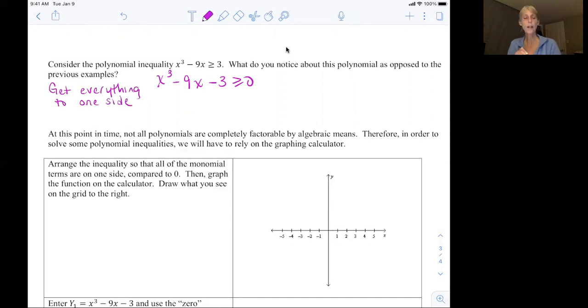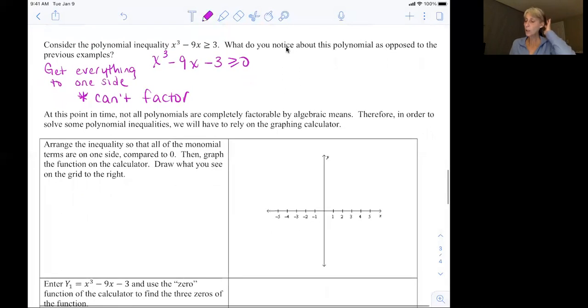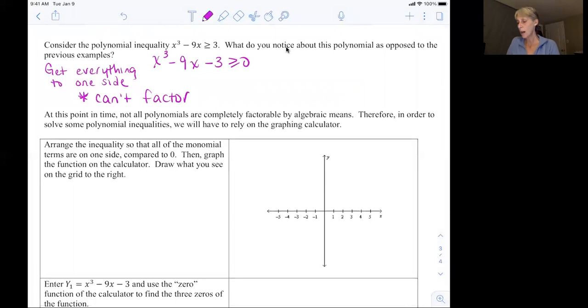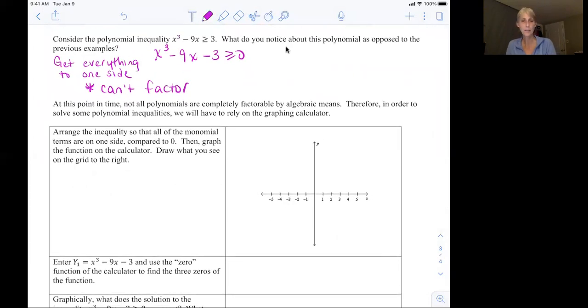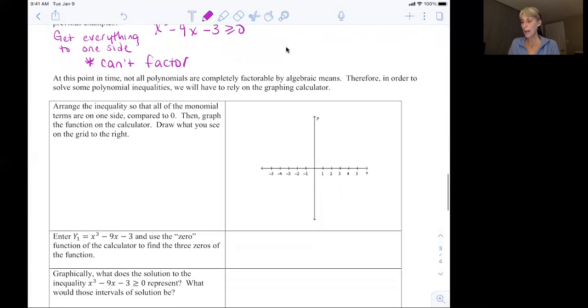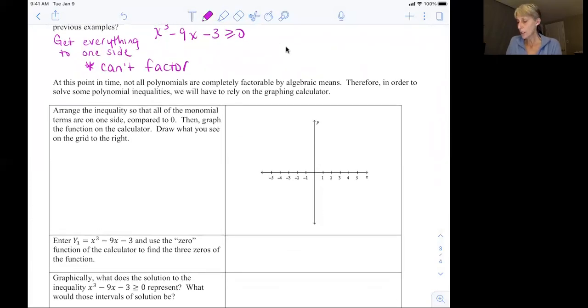Now, when I look at this, to move forward with this, the big thing here is you can't factor this guy. So at this point in time, we're going to talk about what happens when we can't factor. Okay. If I look here, it's not a quadratic. There's no factor by grouping. Okay. So when we can't factor it by algebraic means, we're going to have to rely on the graphing calculator. So we're going to talk about how we can do that. Arrange the inequality so all monomials, okay, so we already did that.